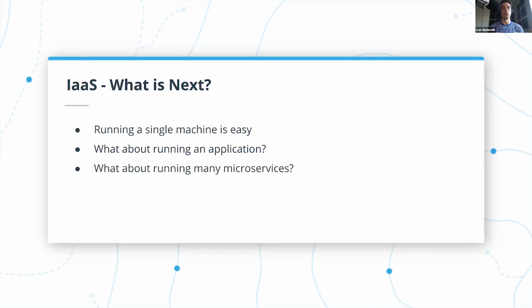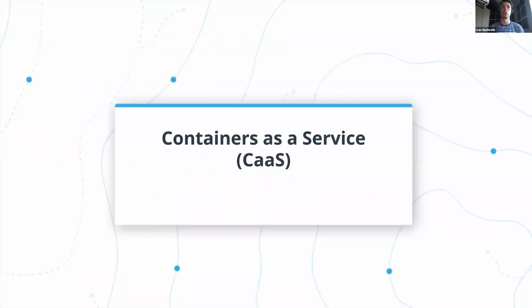And if you're not familiar with microservices, this is a pattern that allows us to split our application into multiple independent services that communicate with each other. So that would be a bit tricky with infrastructure as a service. We would have to implement a lot of tooling to use infrastructure as a service. So the solution to this problem, as for now, is what is known as containers as a service.